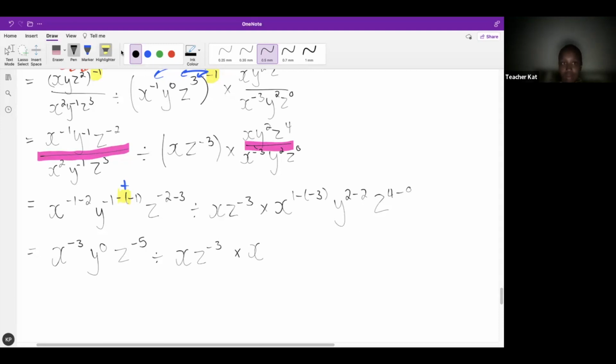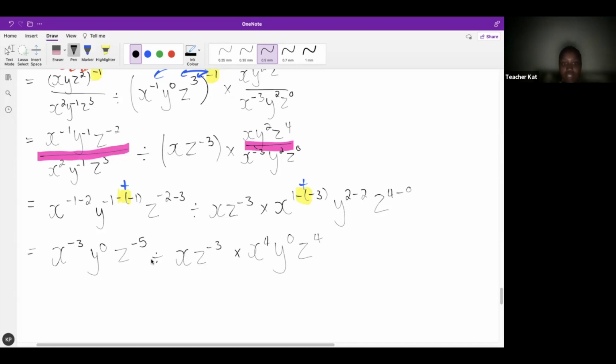1 minus negative. What is this minus negative going to do for us? So it's going to be x to the power of, this is a plus 4. Thank you. Y to the power of 2 minus 2, which is 0, and z to the power of 4 minus 0, which is 4.